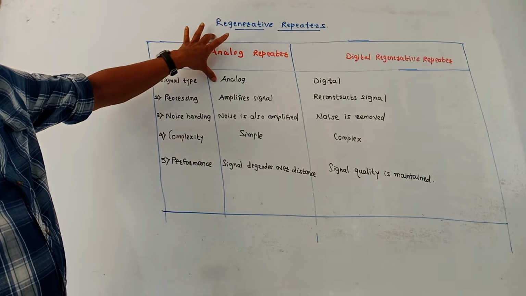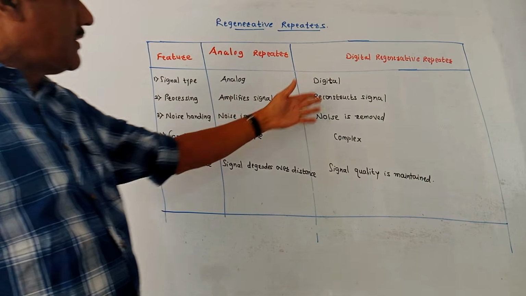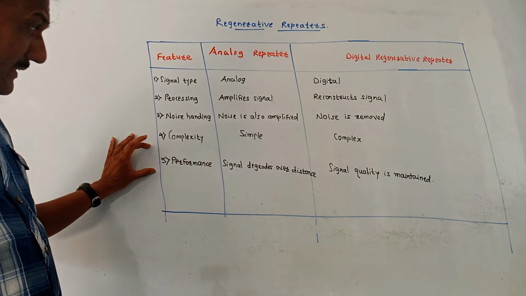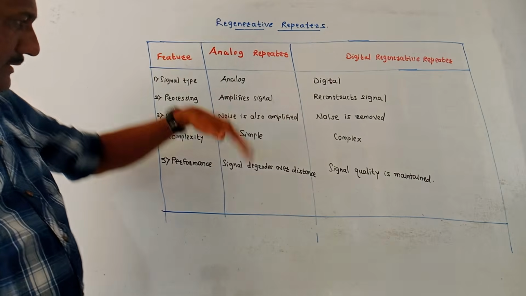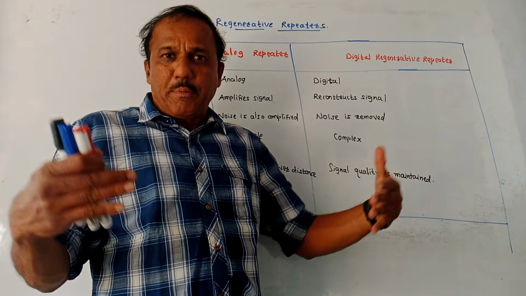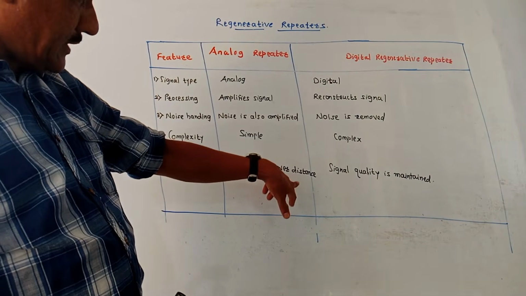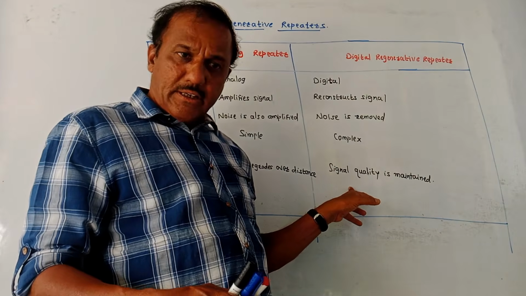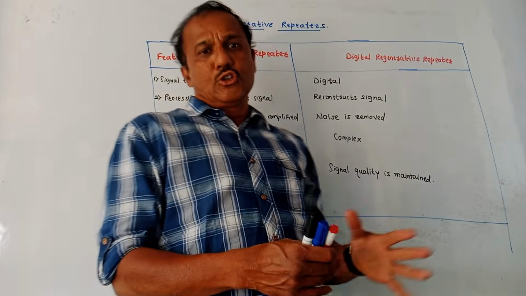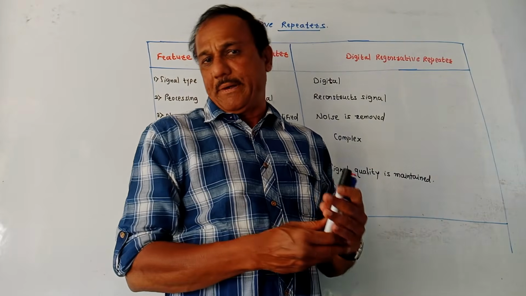Complexity: compared to digital, analog is simple and easy for implementation, whereas digital regenerative repeaters are complex. Then performance. In case of analog repeaters, the signal degrades as it passes over longer distances. So signal degrades over distance. Whereas in case of digital regenerative repeaters, the quality of the signal is maintained throughout. So this is about the comparison between analog and digital regenerative repeaters.